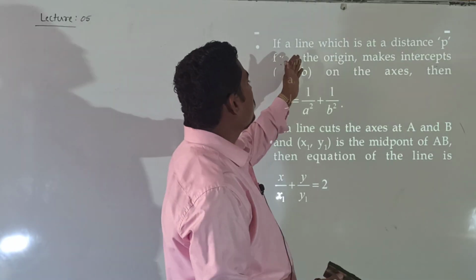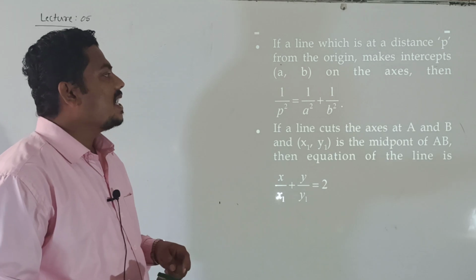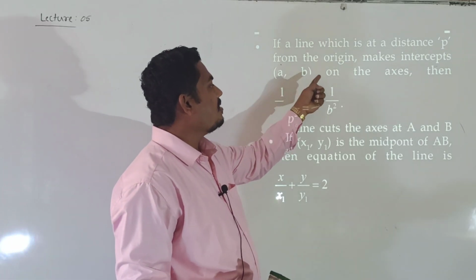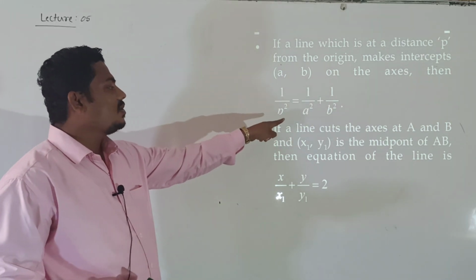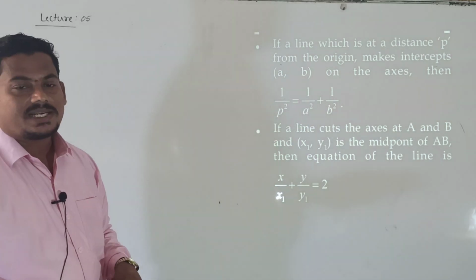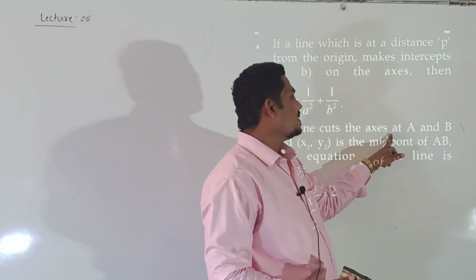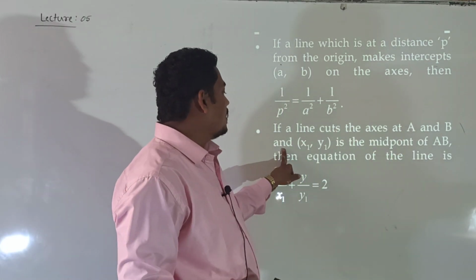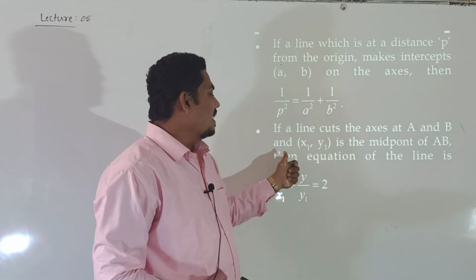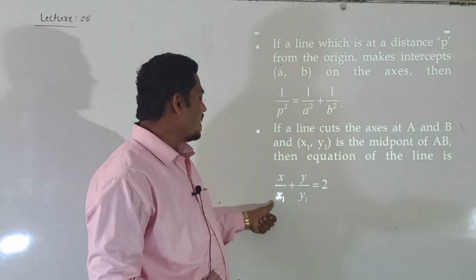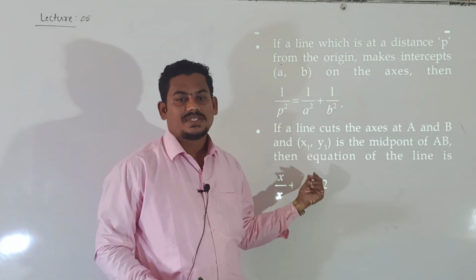Next, a line which is at a distance p units from the origin makes intercepts a and b on the coordinate axis. Then 1 by p square is equal to 1 by a square plus 1 by b square. It is one point. Then if a line cuts the axis at A and B and x1 comma y1 is the midpoint of AB, then the equation of the line is x by x1 plus y by y1 is equal to 2. These two problems were already solved in PUC, right?